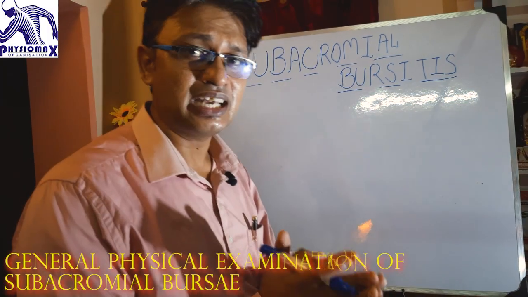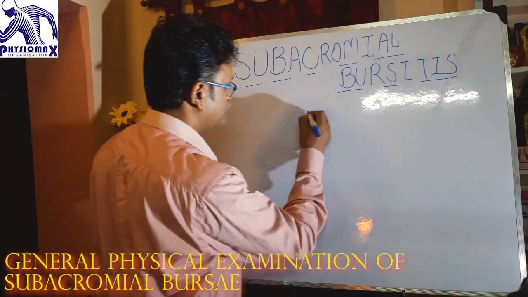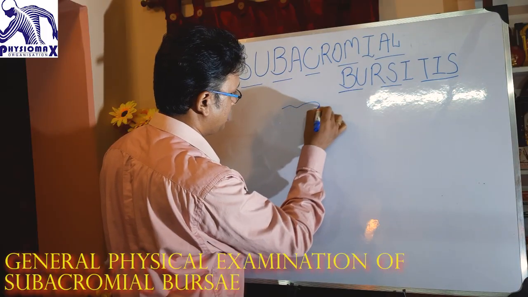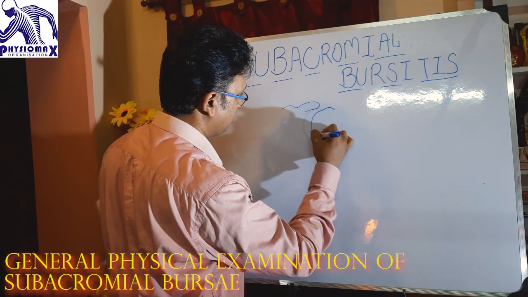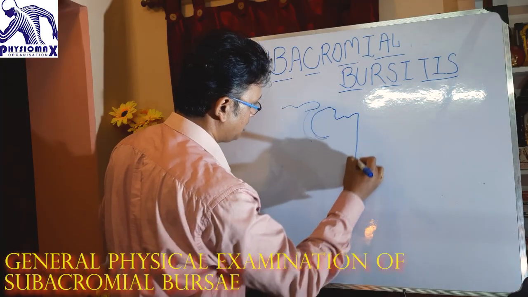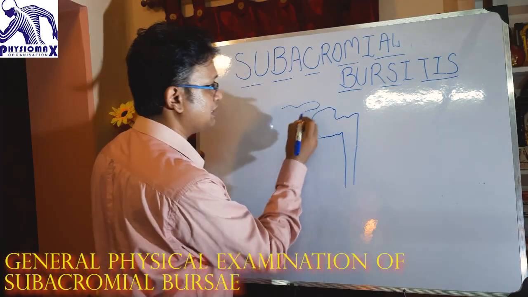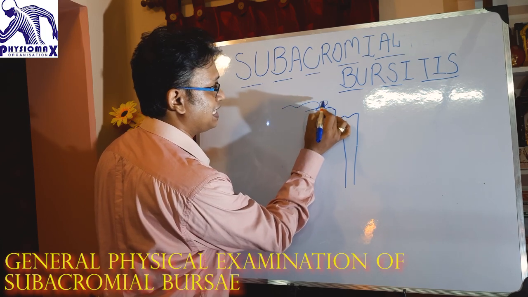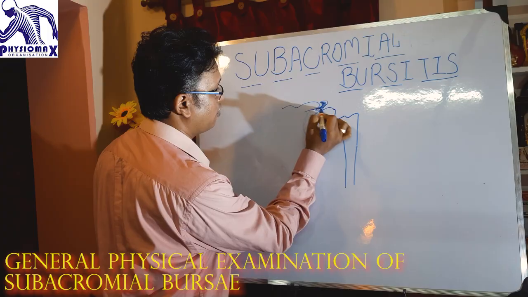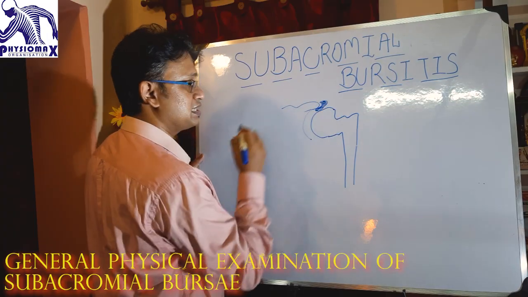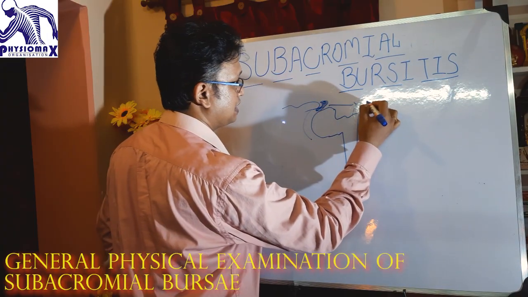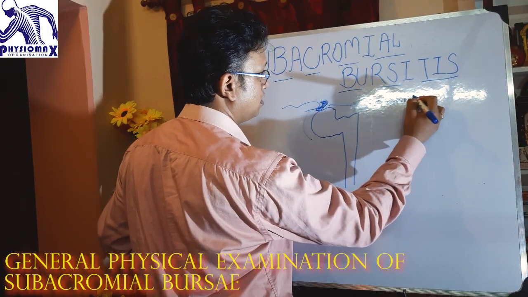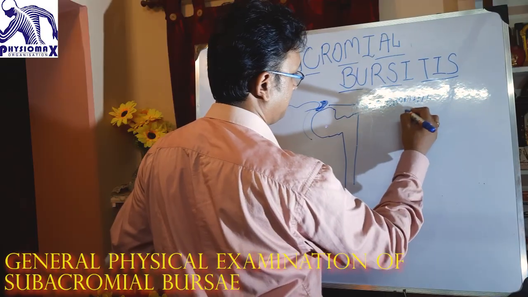So first, let us see the subacromial bursa region. I just have a schematic diagram of the acromion process. This is the head of the humerus, and this is exactly the place where the subacromial bursa sits, like a fluid-filled sac of synovial fluid. This is where the subacromial bursa is. So just mark this as the subacromial bursa.